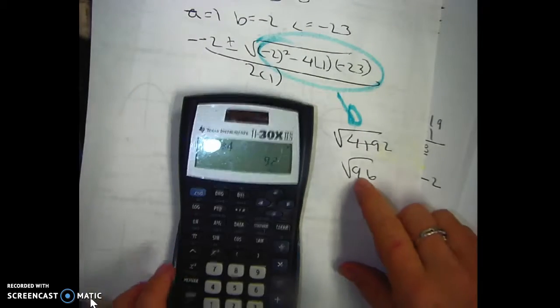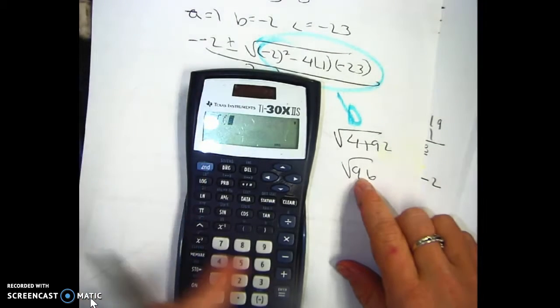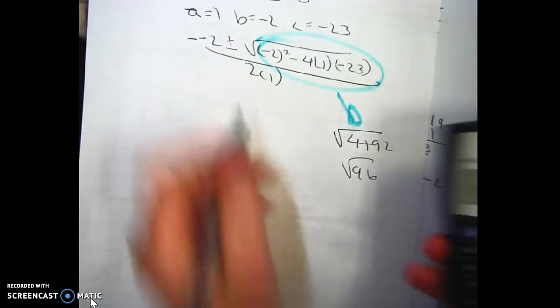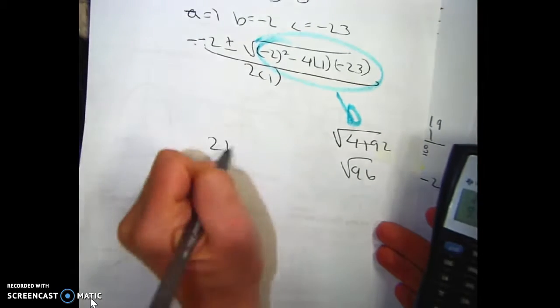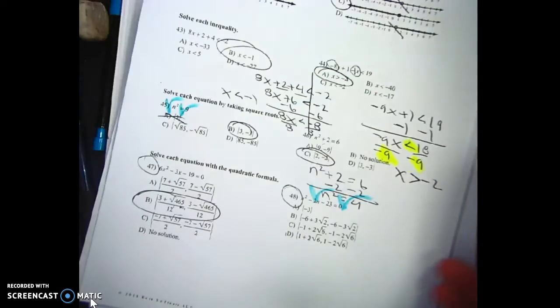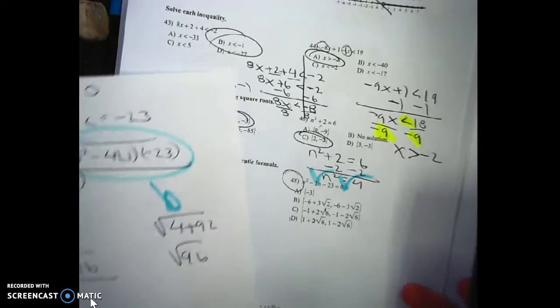I'm going to pause it and do the same thing over here. So I get the square root of 96. So I go second squared of 96. It doesn't work perfectly, so I leave it. Negative of negative 2 is positive 2, plus or minus the square root of 96 over 2, which ends up not being there.